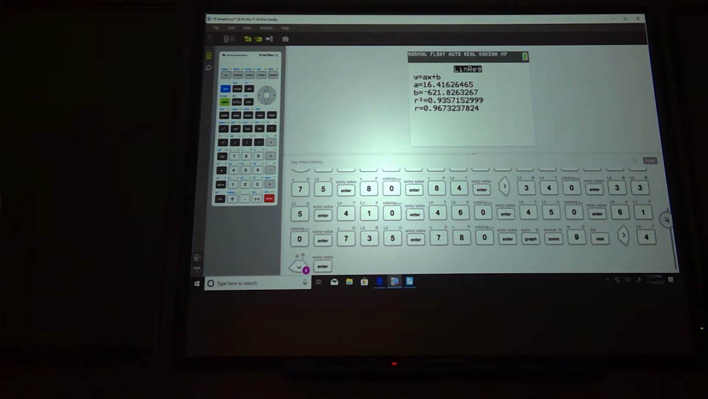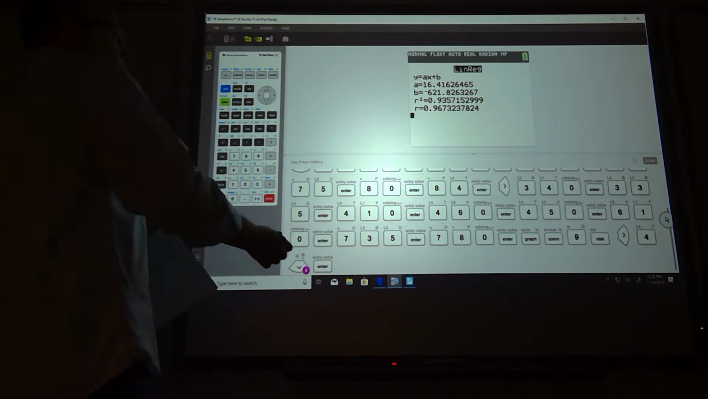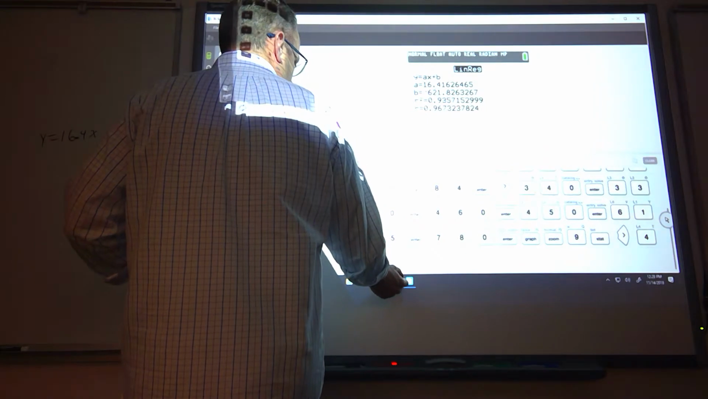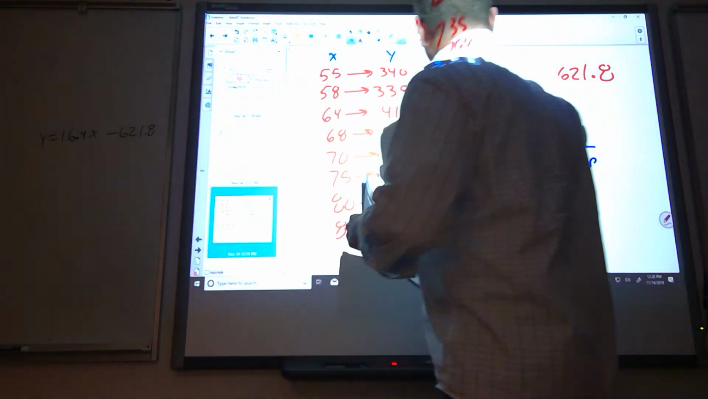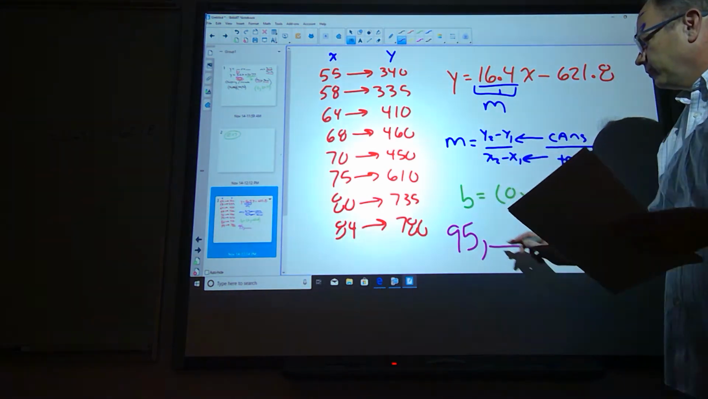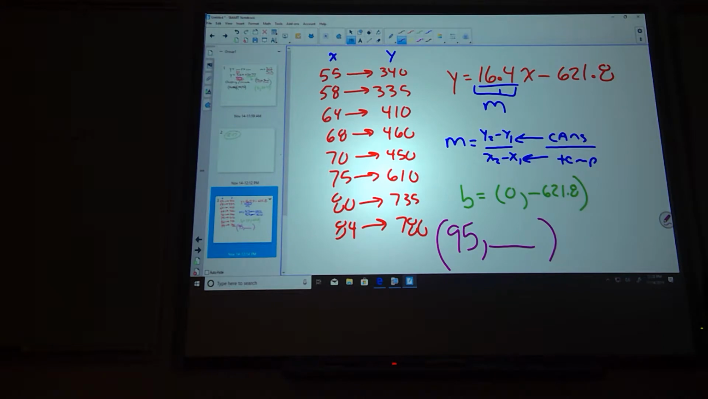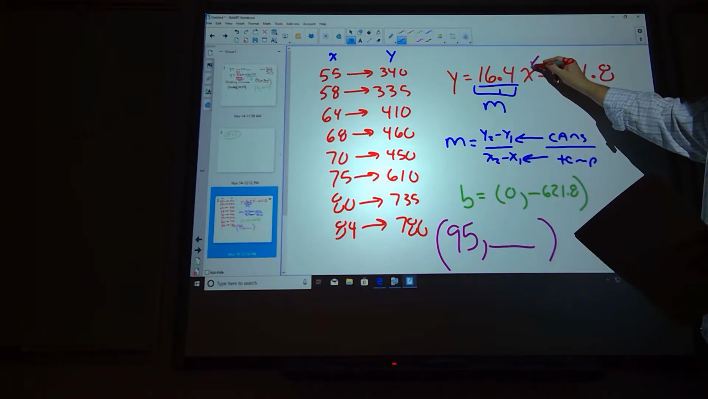Use the model to predict soft drink sales if the temperature is 95 degrees. Okay, well, let's go back. If the temperature outside is 95 degrees, how many sodas do I sell? What do I do with that 95? Plug it in for X. Why did I put 95 in as an X value? Because temperature was our X. So I'm going to take this 95 and plug it in right there.